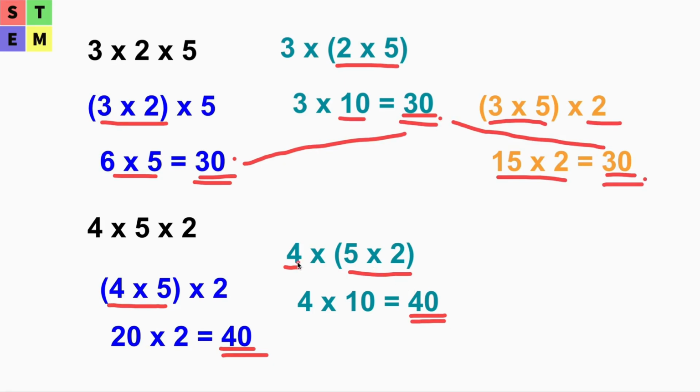Now let's try 4 times 2 first, and then use the result times 5. 4 times 2 is 8, and 8 times 5 is 40 again.